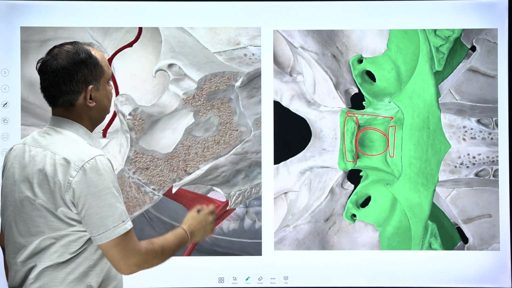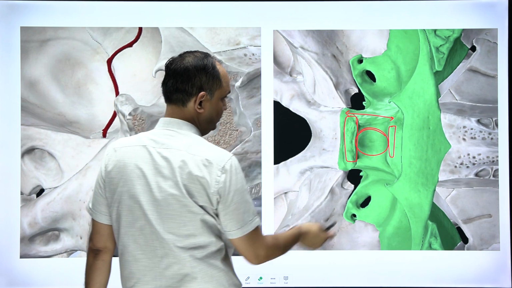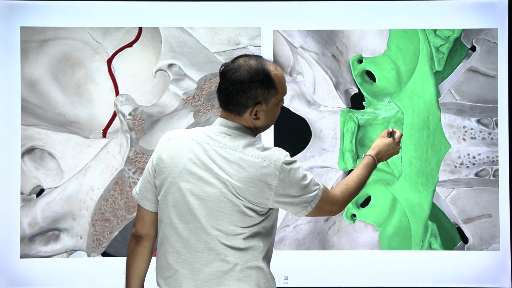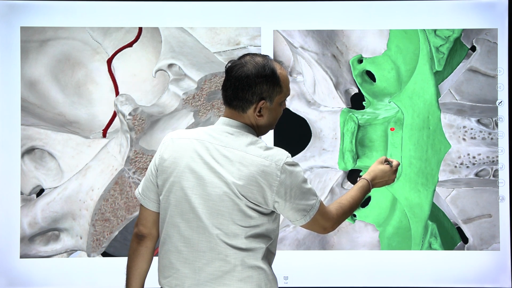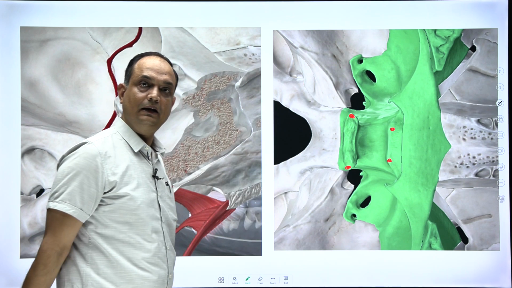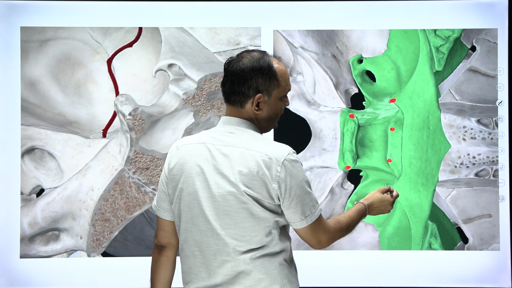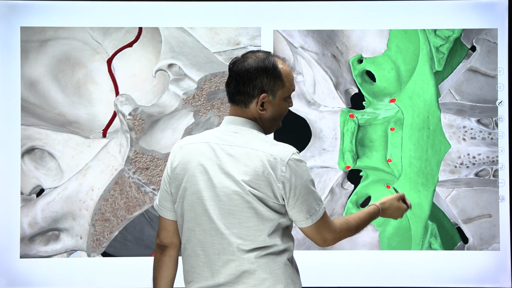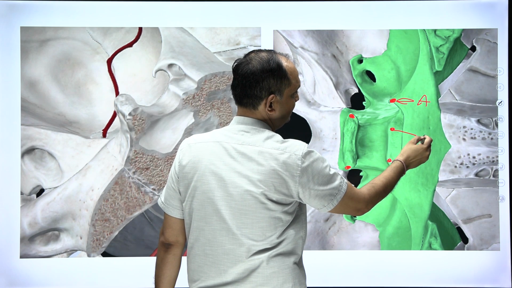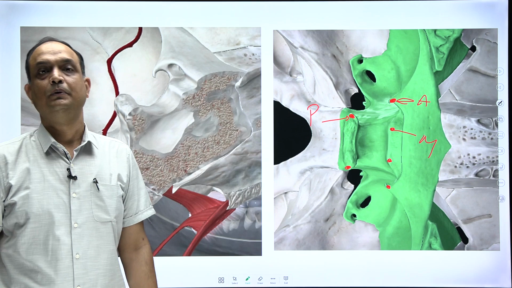So here you can see that these two points are the middle clinoid processes. Where is the middle clinoid process? These are the middle clinoid processes and these are the posterior clinoid processes. Clear? And these are the anterior clinoid processes, which are the sharp projections of the medial end of the lesser wing. So these are the anterior, these are the middle, and these are the posterior clinoid processes.